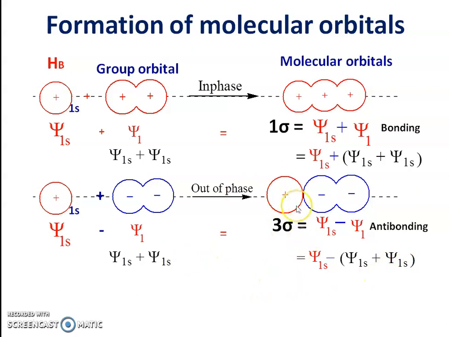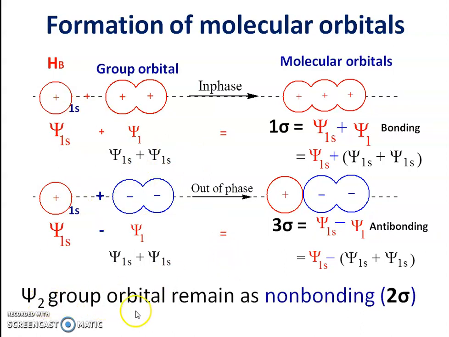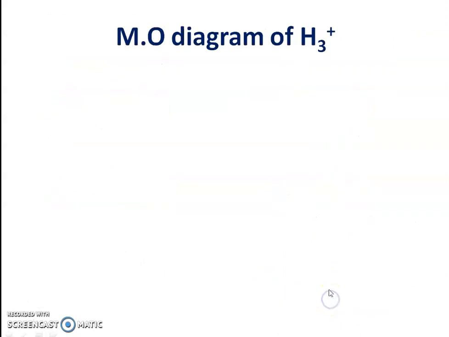In this way, the one group orbital, that is the psi 1 group orbital, combines with the atomic orbital of the central atom, whereas the psi 2 group orbital remains non-bonding. So the psi 2 group orbital of the peripheral atoms remains non-bonding, and it is labeled as 2 sigma. The 2 sigma orbital is also denoted by small e. Small e in a non-linear molecule, 2 sigma is equal to e, means it is doubly degenerate.